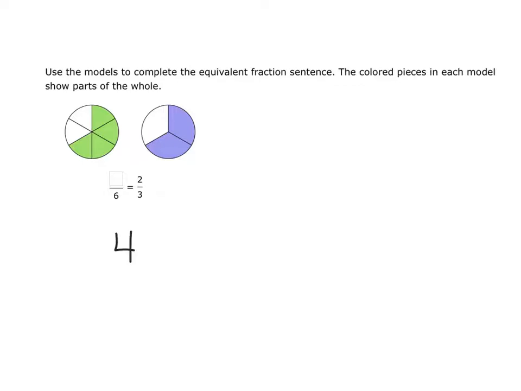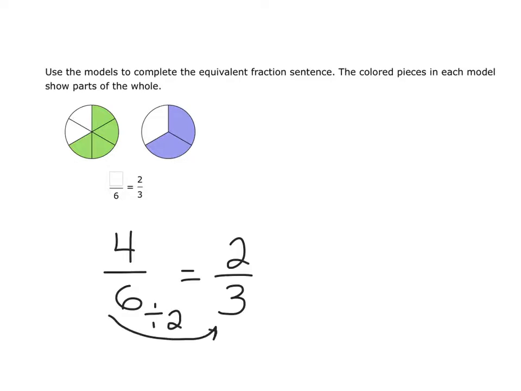Let's take a look at this mathematically. 4/6 is equal to 2/3. Now in this case, we're not going to multiply. We can actually divide to keep things equivalent. 6 divided by 2 is 3. And keeping things equivalent, we want to do the same as the numerator. 4 divided by 2 is 2.